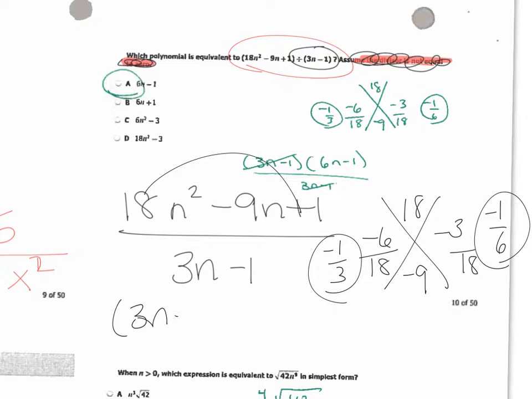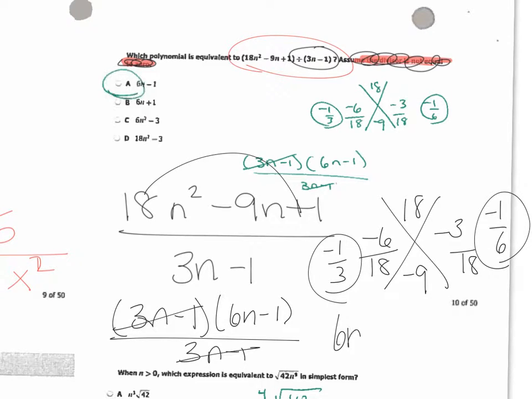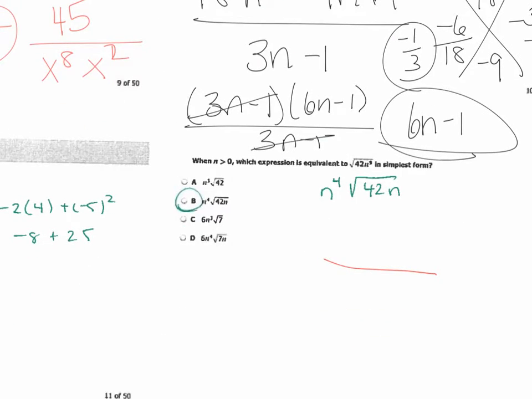So 3n minus 1, 6n minus 1, all over 3n minus 1. 3n minus 1's cancel out. I'm left with 6n minus 1 as my answer. If any of your binomials do not cross out, you did it wrong, so be careful.